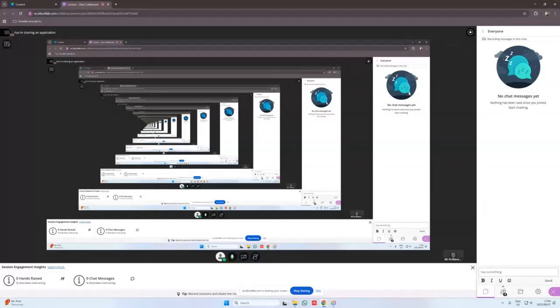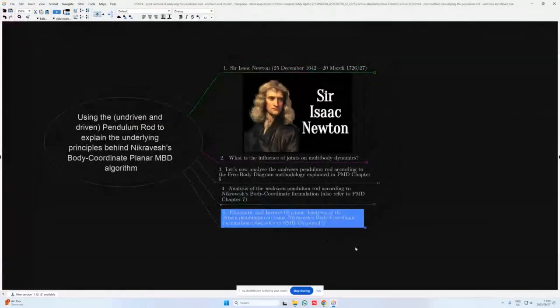I'm going to jump straight into the mind map, and today we're going to look at the fifth section where we're going to deal with the pendulum rod. Now, before I start with section 5, I perhaps just want to give you an overview of what we're going to look at today and what we looked at in the previous lectures.